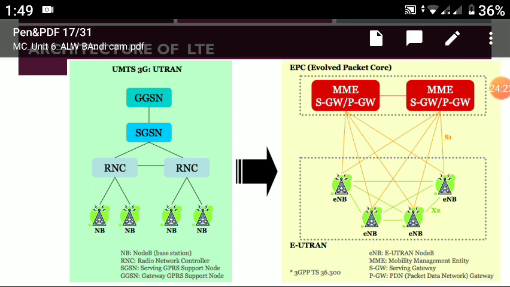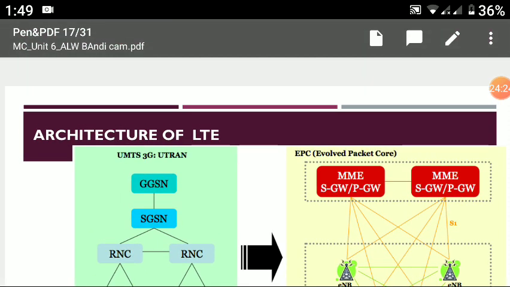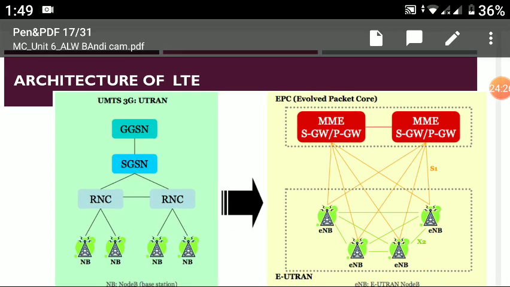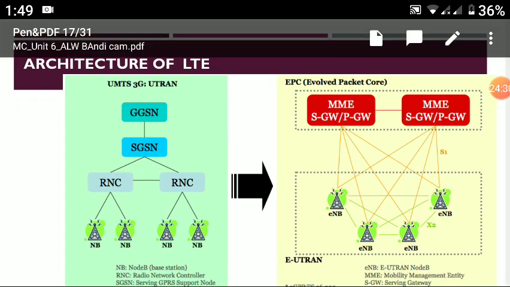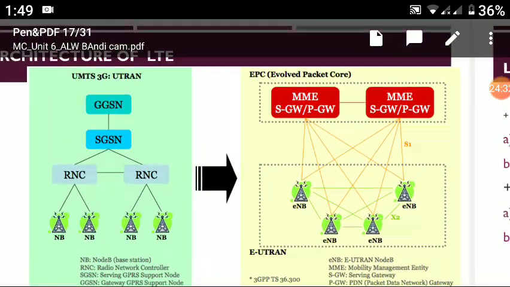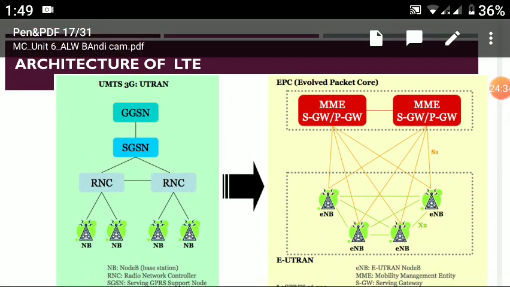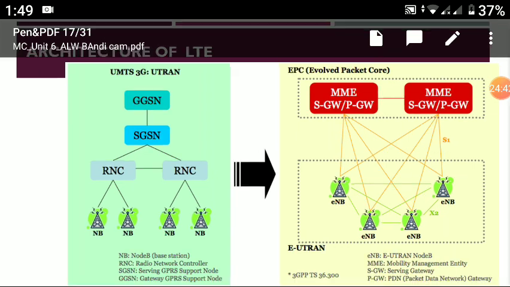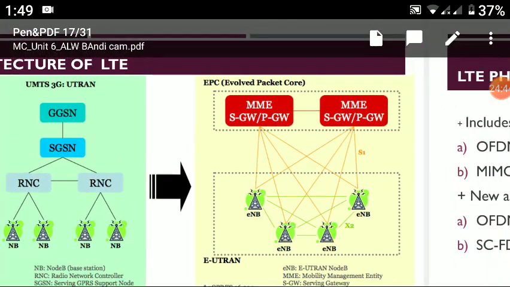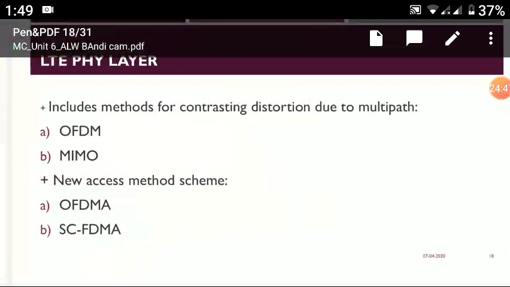So the examiner can ask questions related to this particular architecture of the LTE. So just go through this particular diagram, and this is a very easy diagram. Ultimately you keep in mind, this is the 4 blocks and then 2 blocks and then the remaining nodes. Then just go through this, and you will get a clear idea about this one.